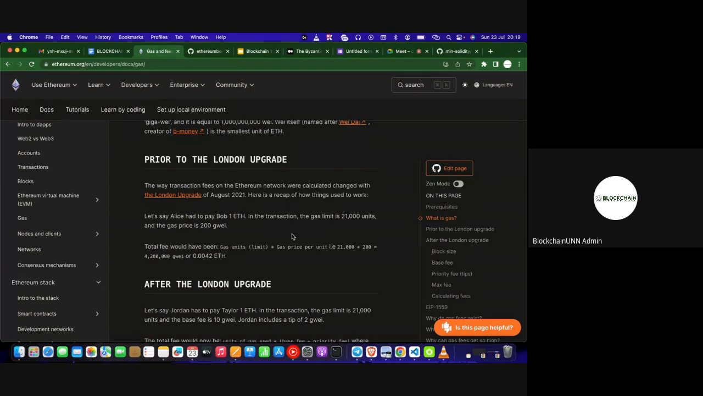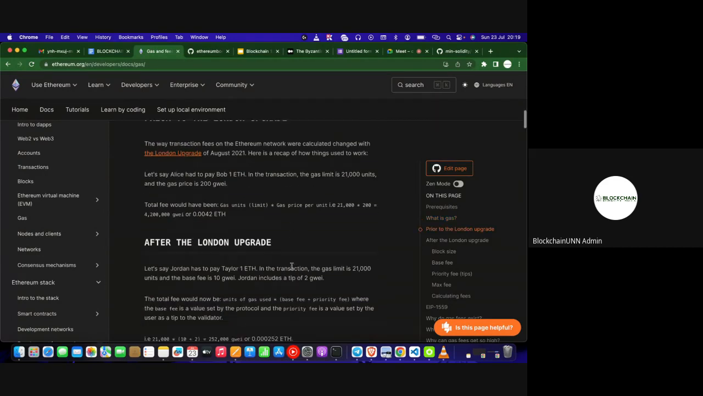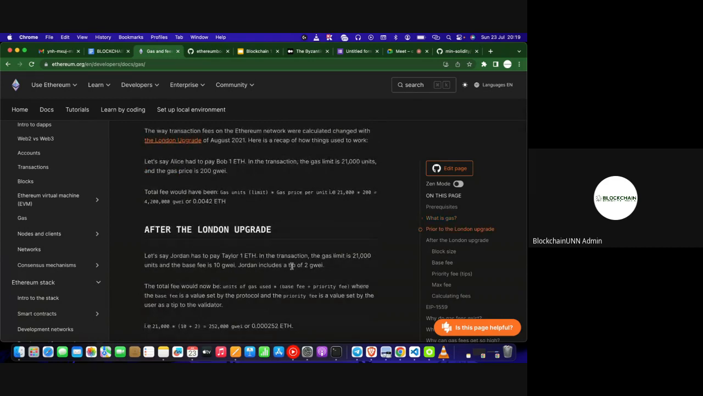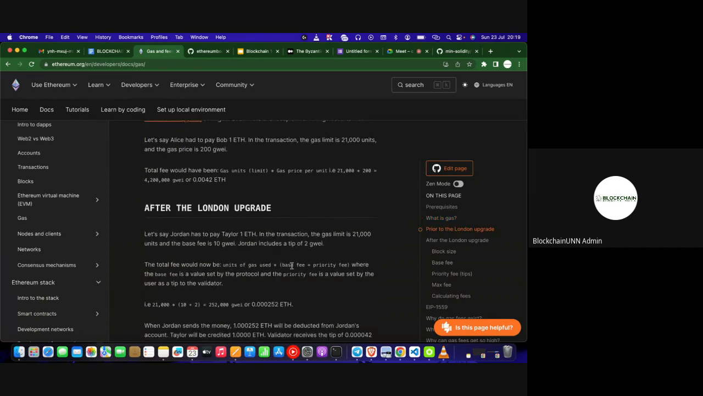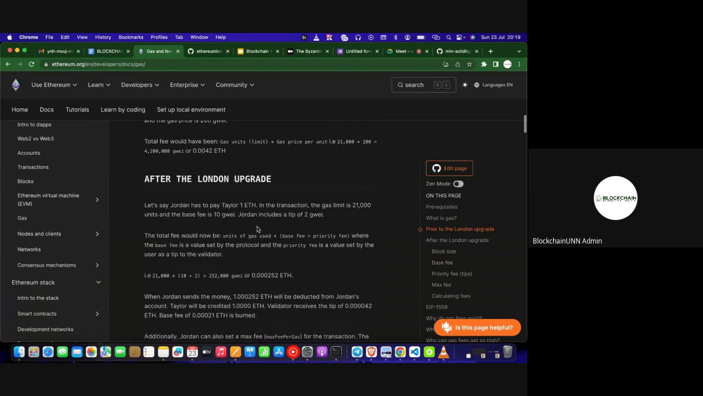But right after the London upgrade, there was the introduction of concepts such as the base fee and the priority fee, which is also known as a tip, right? So for the example here, let's say that Jordan had wanted to pay 301.8, right? In this transaction, for a simple Ethereum transfer, normally the gas limit is just 21,000 units. And let's say the base fee for this transaction is 10 Gwei, right? So Jordan is going to include a tip of 2.